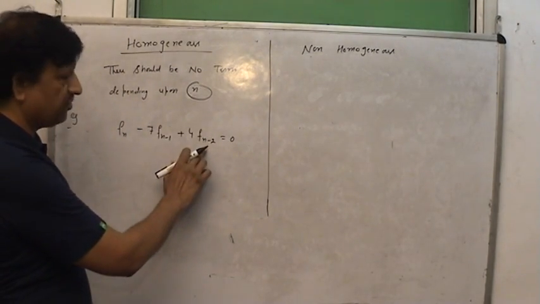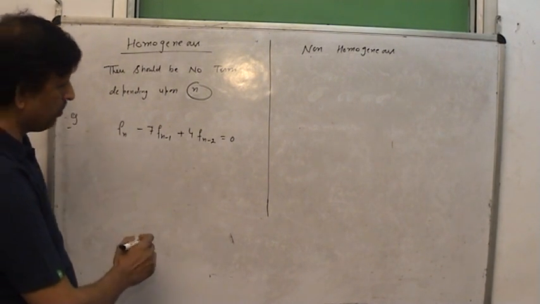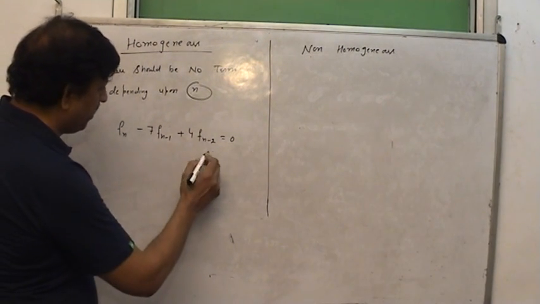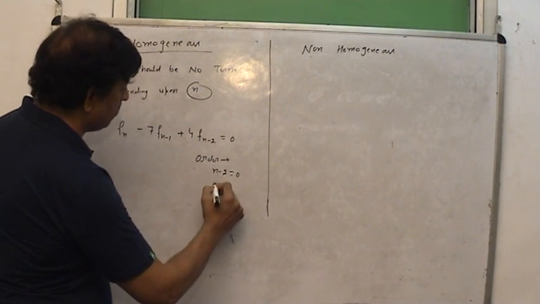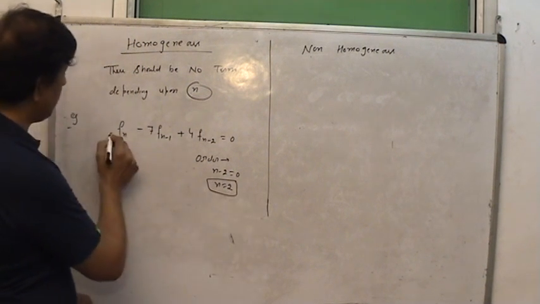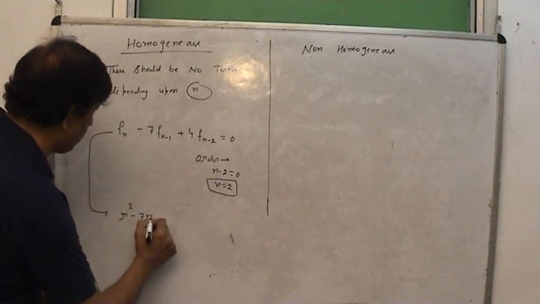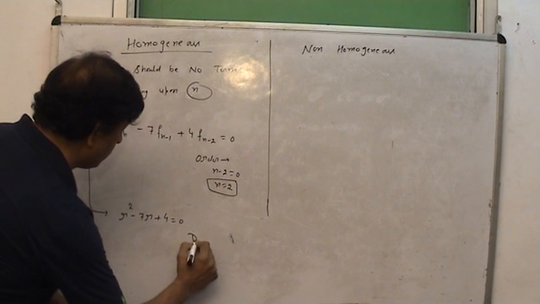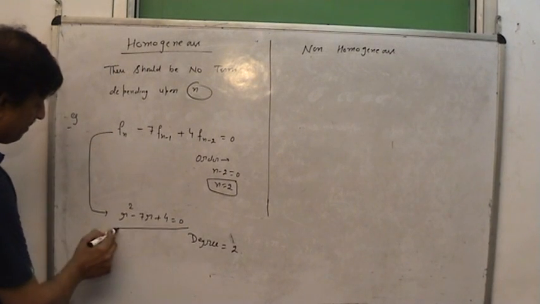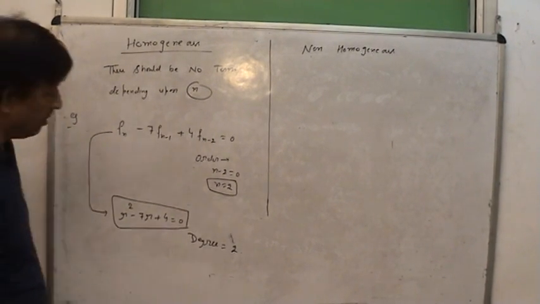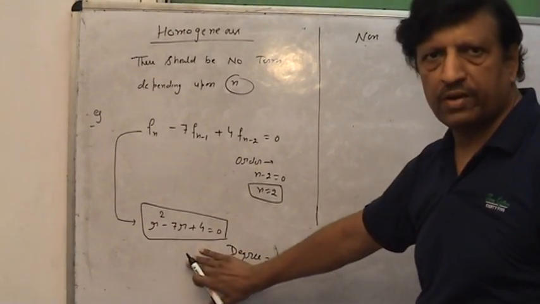Don't count this n. This n gives the order and the degree. Let us say we first of all convert it into a characteristic equation. Here for the order, we put n minus 2 is equal to 0, then n is equal to 2. Now we write the characteristic equation of this, that is r square minus 7r plus 4 is equal to 0. Here its degree is equal to 2. Now see, we have no term in this characteristic equation which depends upon n, because each term we have transferred to the left hand side.